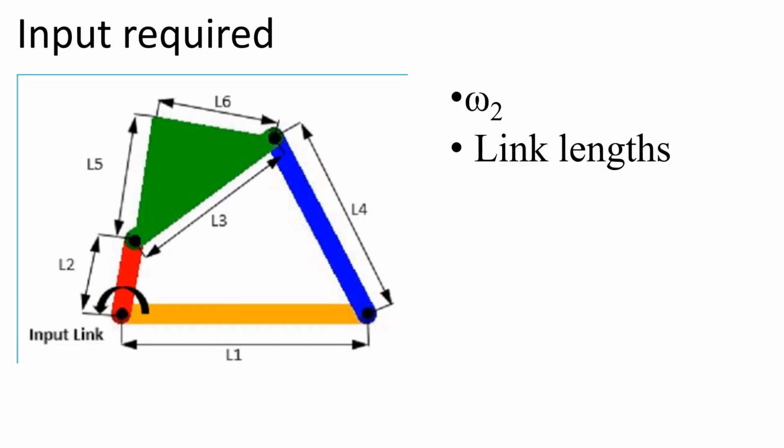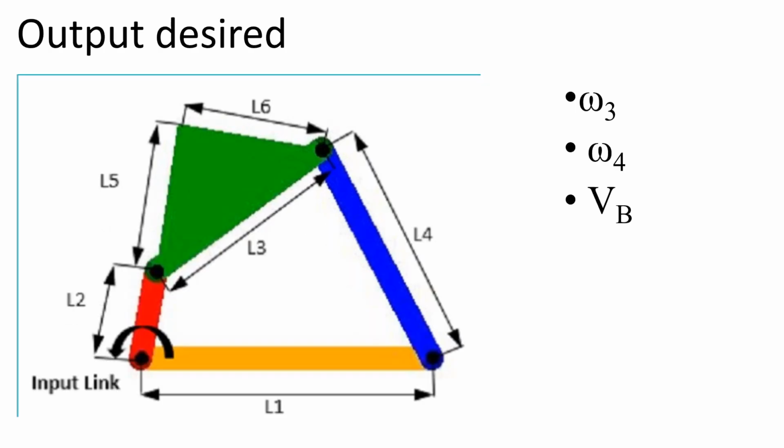Input required for velocity analysis is omega 2 and link lengths. Omega 2 is angular motion given to link number 2, which is shown in red color. After performing velocity analysis, we get desired output in terms of values of omega 3, omega 4 and linear velocities. What is omega 3? It is angular velocity of link 3. Omega 4 is angular velocity of driven link and Vb is linear velocity.